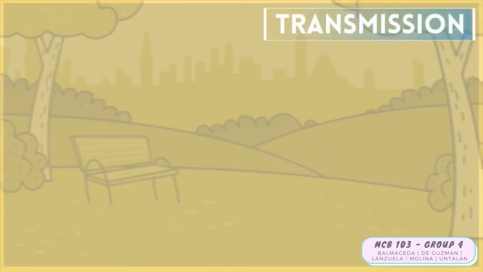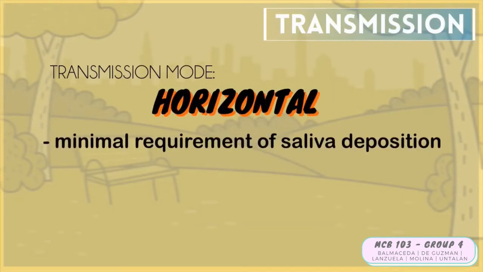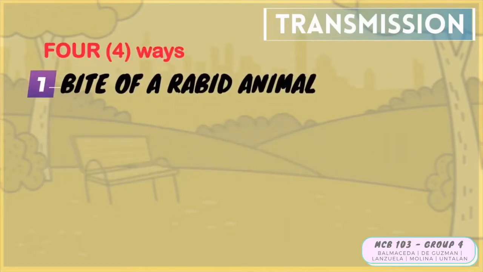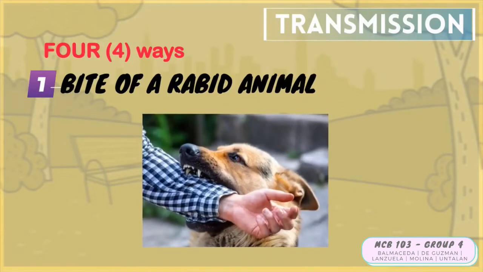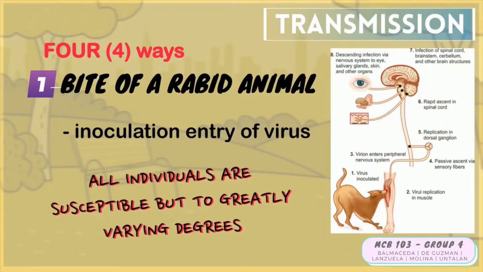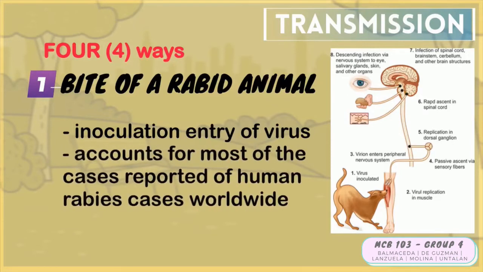Transmission of rabies virus. The transmission mode of the rabies virus to humans occurs only horizontally, with the minimal requirement of saliva deposition containing the virus. This may take place in 4 ways. First, bite of a rabid animal, where usually the principal vectors are dogs, which serves as the inoculation entry of the virus, in which all individuals are susceptible but to greatly varying degrees. This manner of transmission accounts for most of the cases reported of human rabies cases worldwide.